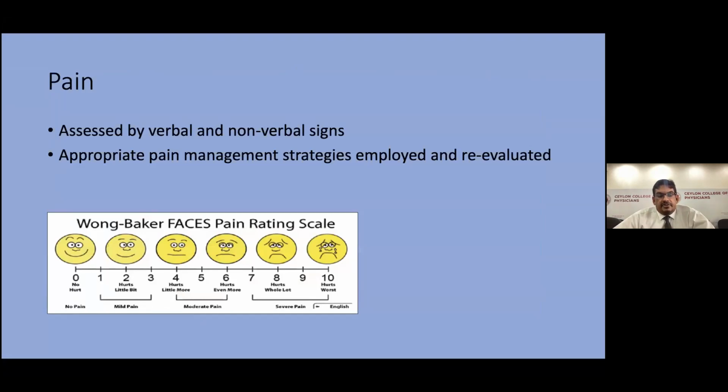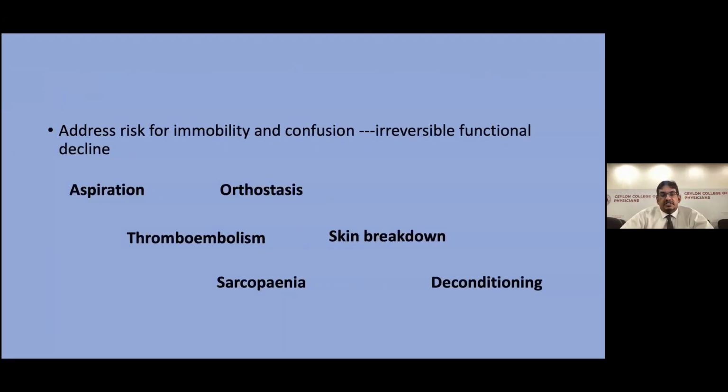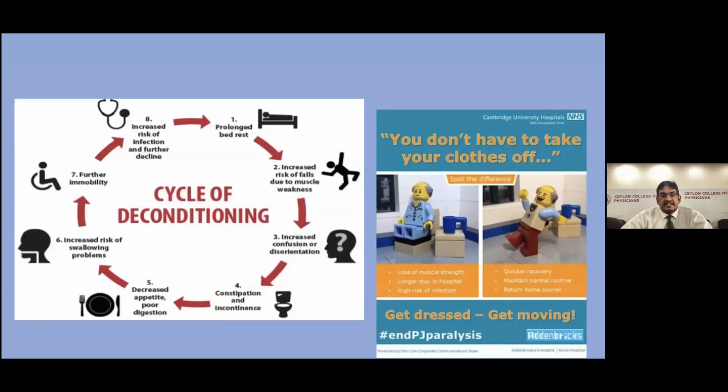Pain, do we look at the pain with regards to a score like this, and do we go into an appropriate pain management strategy? Do we address risks for immobility and confusion like aspiration, orthostasis, thromboembolism, skin breakdown, sarcopenia, and deconditioning? So these are things that the patient could have going on after delirium, which will worsen the length of stay. And you see that there is a cycle of deconditioning. Prolonged bed rest will result in deconditioning, and the patient will have reduced muscle strength, leading to confusion. And then the prolonged bed rest will give rise to constipation and incontinence of urine and stools, thereafter giving rise to poor appetite, swallowing problems, immobility, and you see there's no end to it.